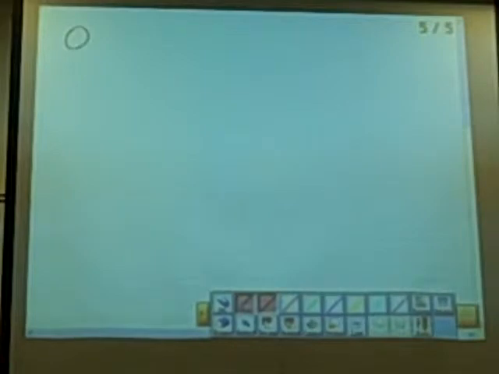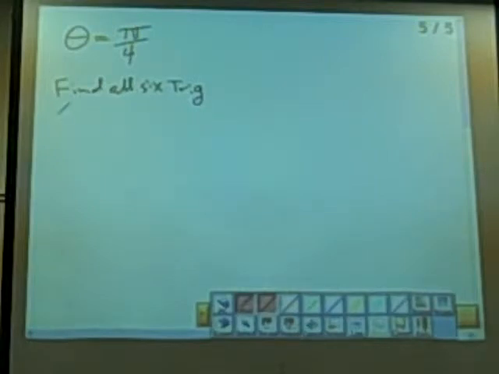Let's say that theta is equal to 7 pi over 4. And we want to find all 6 trigonometric values or terminal points for that value. Find all 6 trig values.